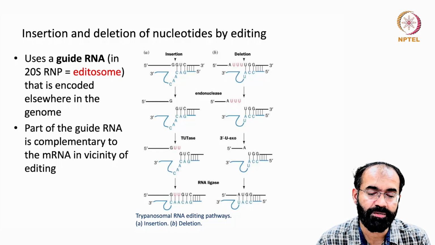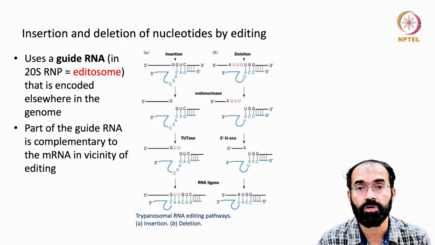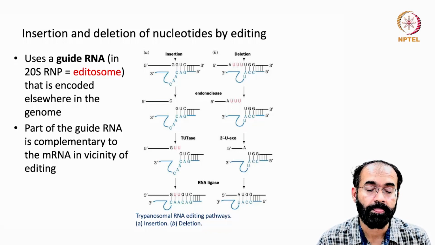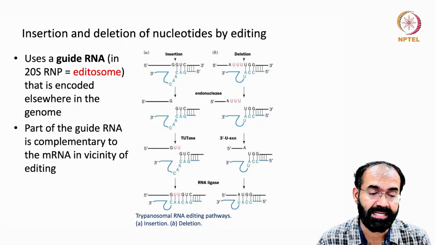So there will be ligation between this GUU and this U and this G. There will be a ligation. That means here, right here, there will be a ligation by RNA ligase. This you are talking about insertion. Now let us see how deletion is possible.